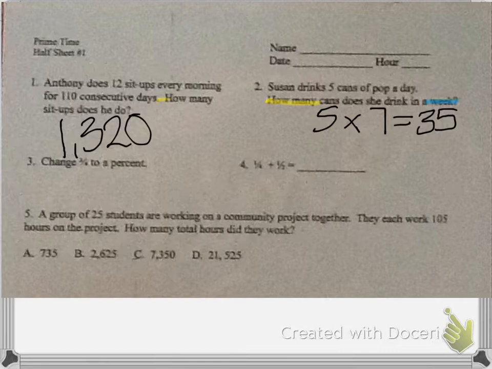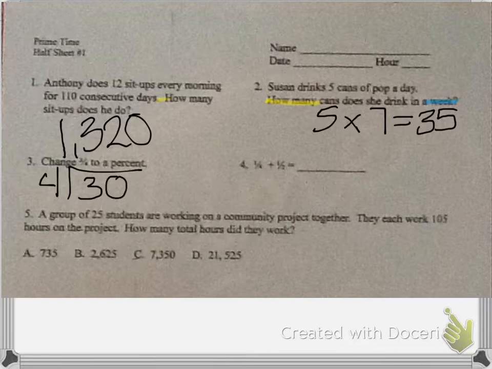3 says change 3/4 to a percent. So how we can get a percent is we need to divide our numerator, we need to divide our denominator, the 4. Scratch that. We divide 3 by 4, so our numerator by 4. So I can write it this way, 4 divided by 3. Well, I can't do that. So I add a 0. How many times does 4 go into 30? 7 times. Write my 28. 7 times 4 is 28. If I subtract, I get 2.